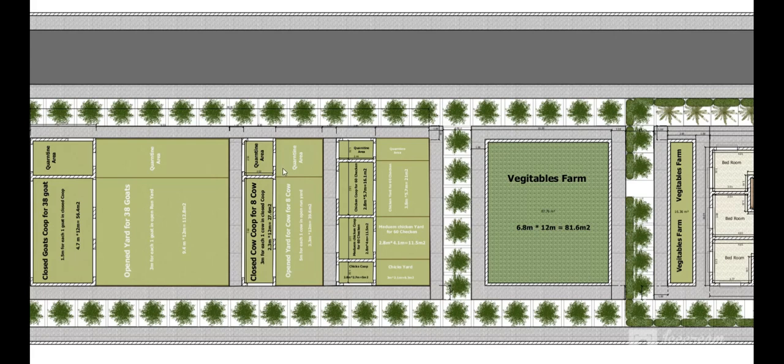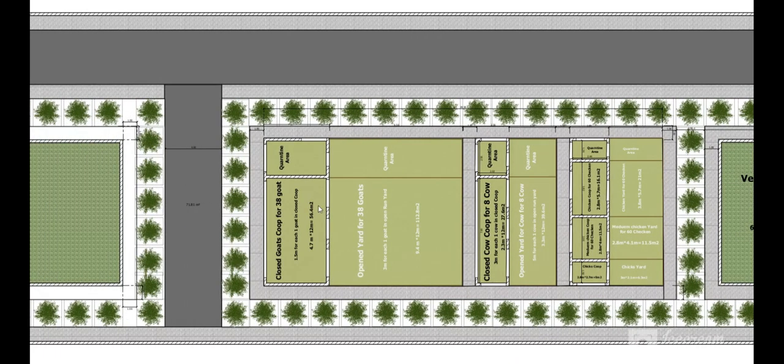Also here is the other animal. Another kind of animal is the cow coop. For 8 cows, there is a coop or closed area, and here is the open area, and the quarantine area. Our cow number is about 8 cows. Here is also the goat area, for about 38 goats. This is the closed area, and this is the running yard area. This is the quarantine area.